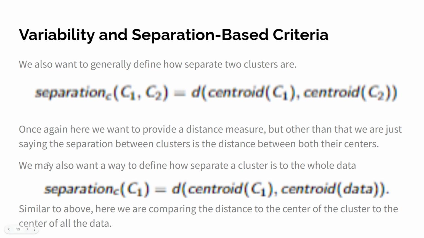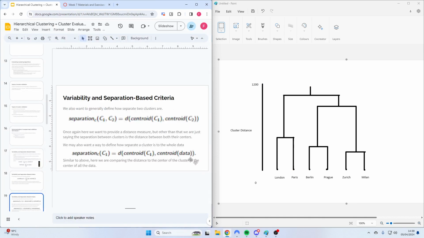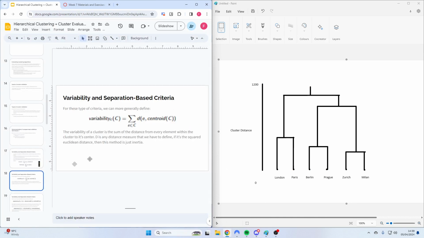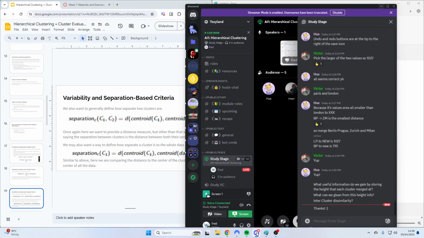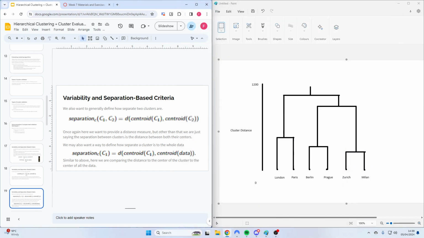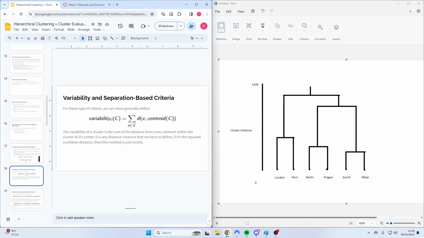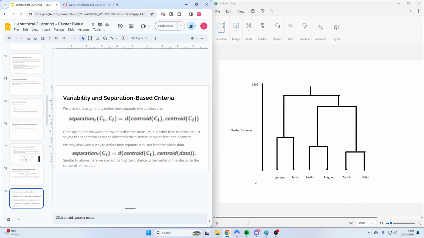And we may also want a way to define how separate a cluster is from the whole data. To do that, the separation of a cluster, when it's only this one argument, is just the distance under some distance measure between the center of this one cluster and the center of all of the data. Does that make sense? I don't know if I explained myself well going over that. But yeah, variability is within the cluster, how compact it is. Separation is between multiple clusters, how far apart they are.